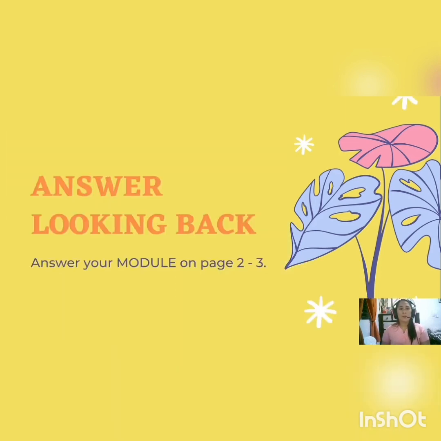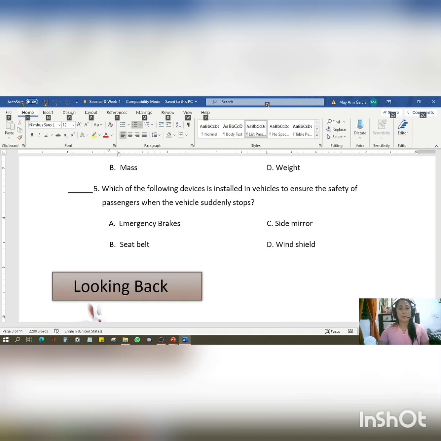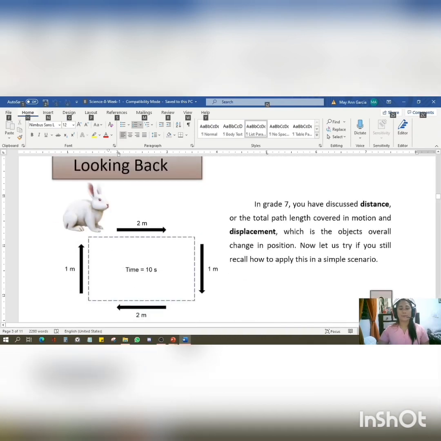So, let us have a short quiz about this lesson, whereas I believe that some of you have already been taking this when you were in grade 7. So, I hope that some of you have already remembered this lesson. So, kindly bring out again your module and answer page 2 and 3. So, in your copy, you will be seeing this, looking back.